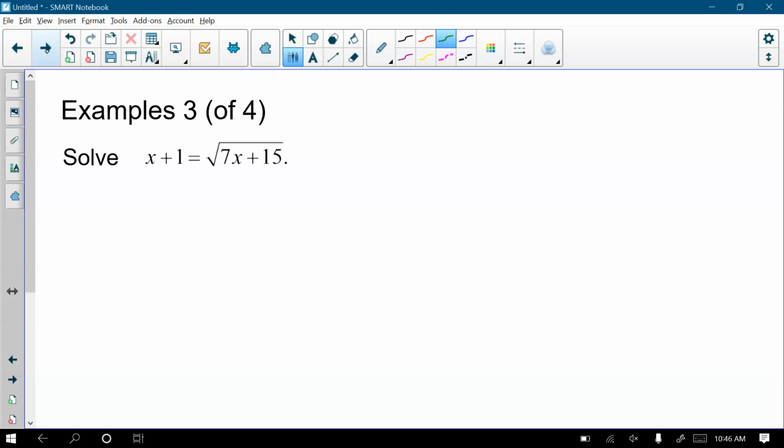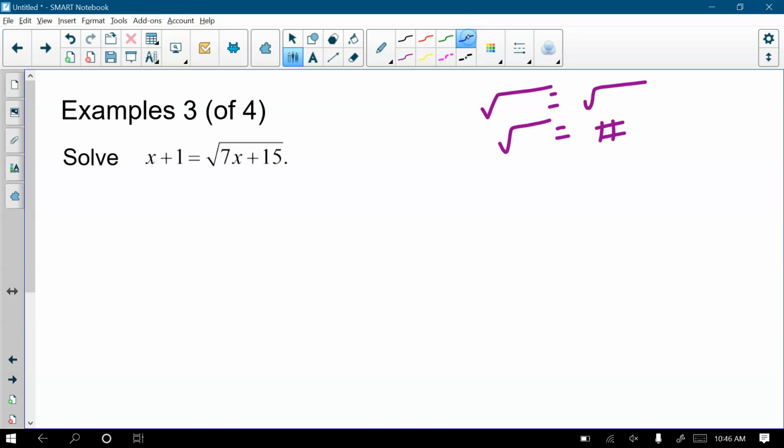Okay, this one. I did say before that we really want a root equal to a root or a root equal to a number. And we kind of have that here. We have x plus 1 equals the root of 7x plus 15. So we're set up here. Our root is isolated. It's by itself. So we can just square both sides.